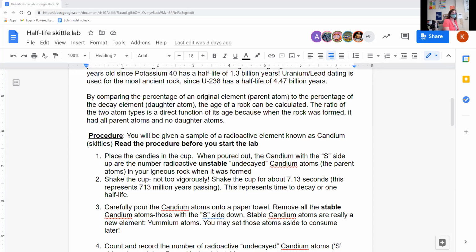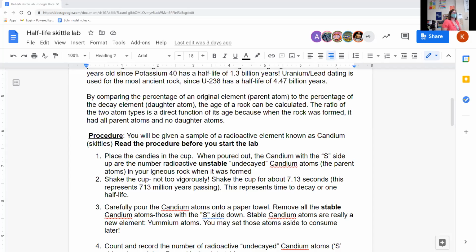And we're going to shake them for about 7 seconds. Doesn't really matter. All right, pour them onto your plate gently so they don't go everywhere. All right, that's enough shaking. Pour them on your plate. So here's how it goes.